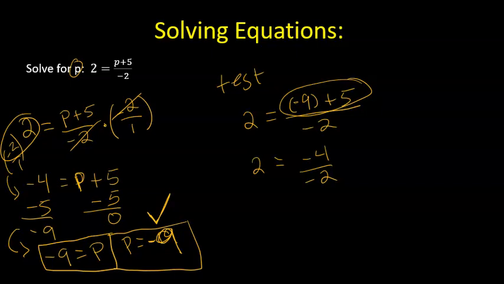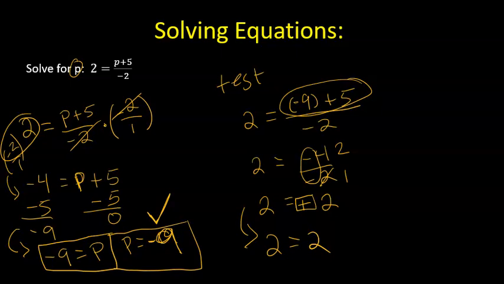-4 divided by -2. How many times does 2 go into 4? It goes in twice. So I have 2 equals, well, I know the answer is 2, but what do I put here? Because I have these 2 negative signs. Well, 2 negatives make a positive, right? So it becomes 2 equals 2. So it looks legit. It looks like I did it right.